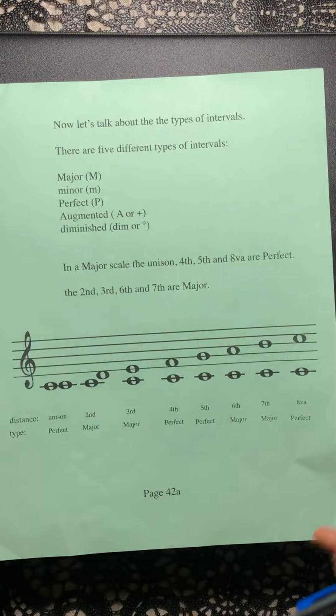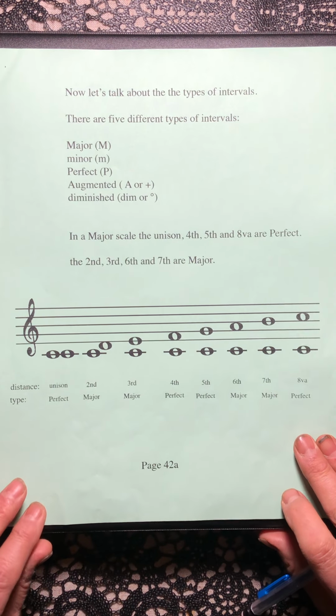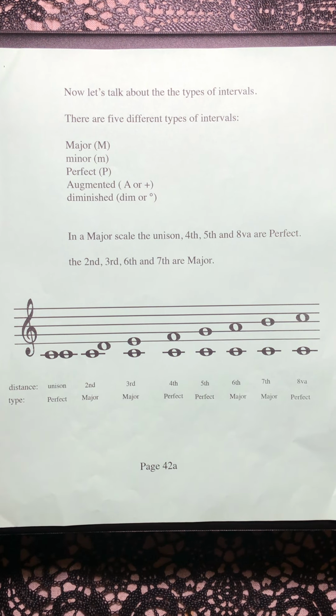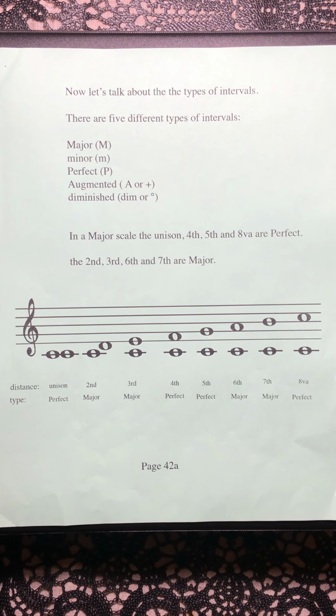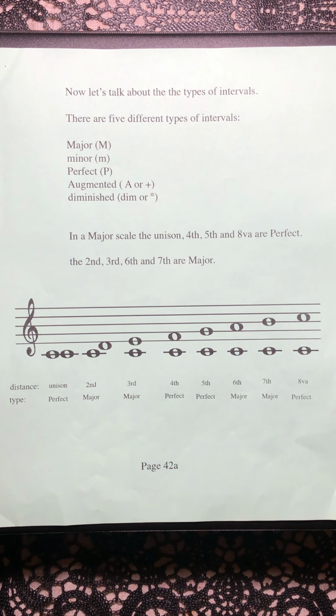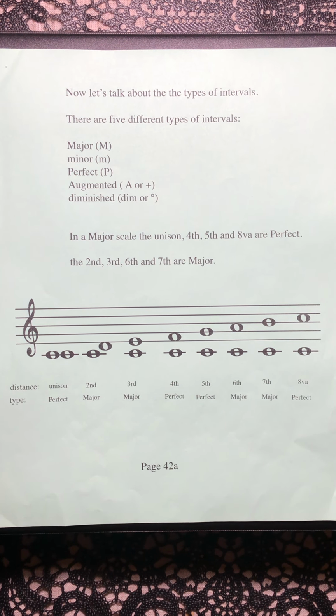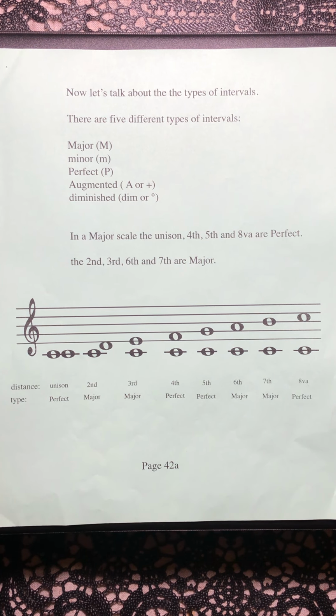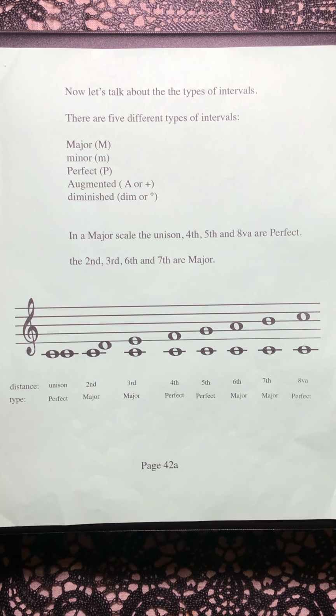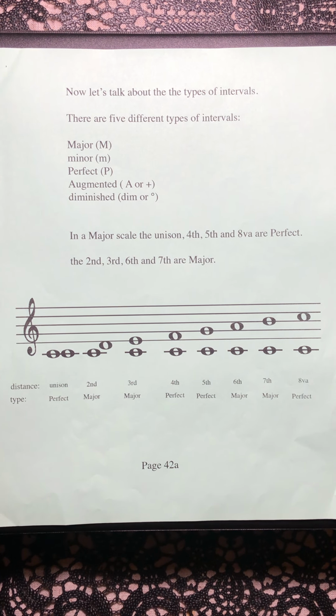Let's take a look at the major scale and its intervals. Let's talk about the types of intervals. There are 5 different types of intervals. Major, its abbreviation is a capital M. Minor, its abbreviation is a small m. Perfect, abbreviated capital P. Augmented, capital A or a plus sign. Diminished, a small dim or a circle, which is called a degree sign.